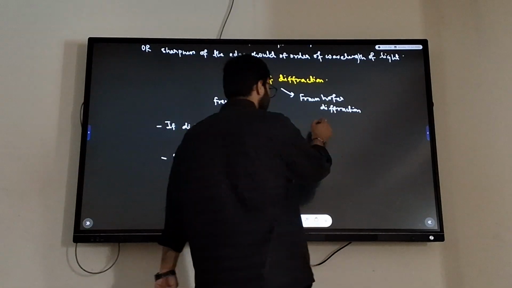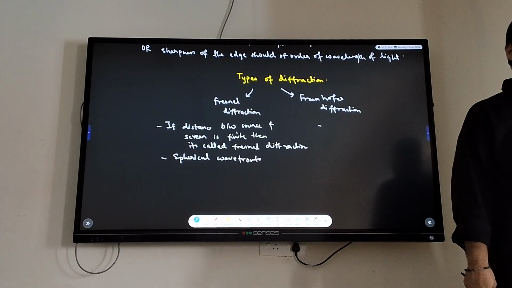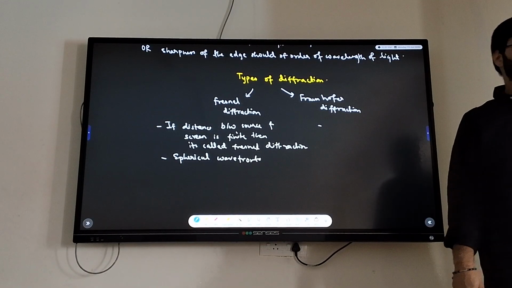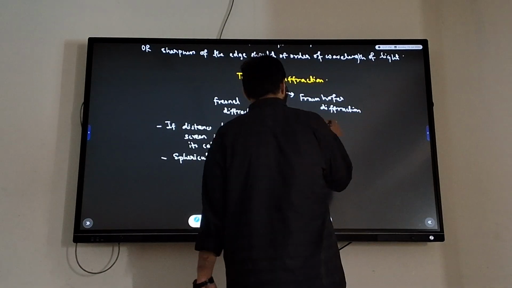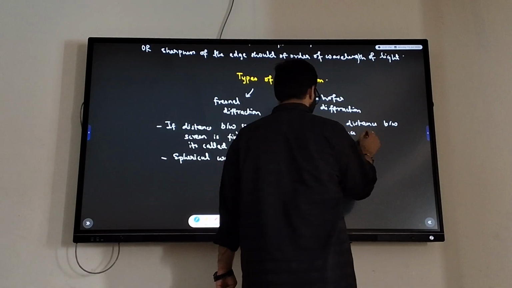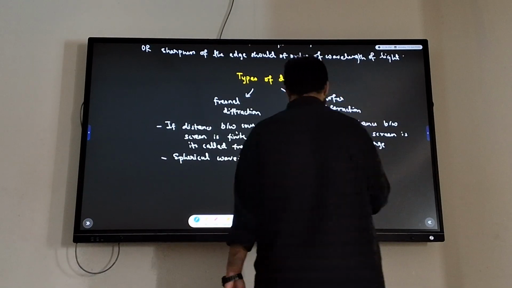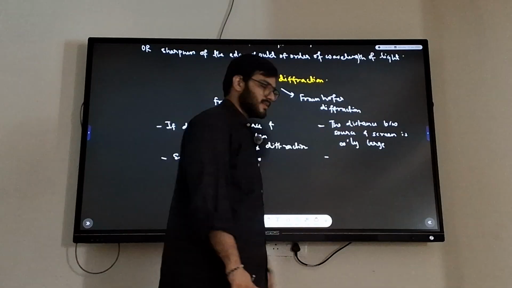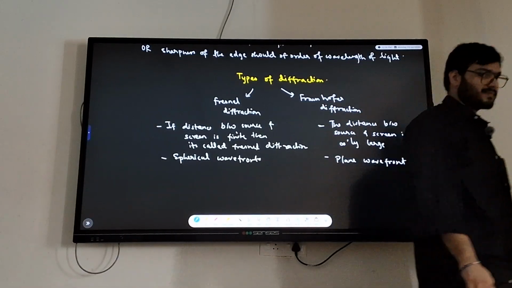If I talk about Fraunhofer, then it's just the opposite. The distance between the source and the screen is infinitely large. An example could be light coming from the sun. It's at a huge distance from Earth, right? Then we can approximate that distance to infinity. So the distance between source and screen is infinitely large, and plane wavefronts will be found here. Is that okay with everyone?